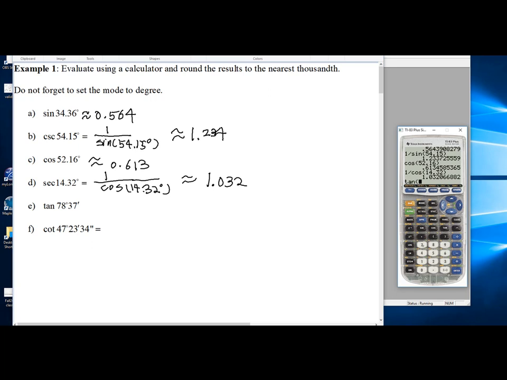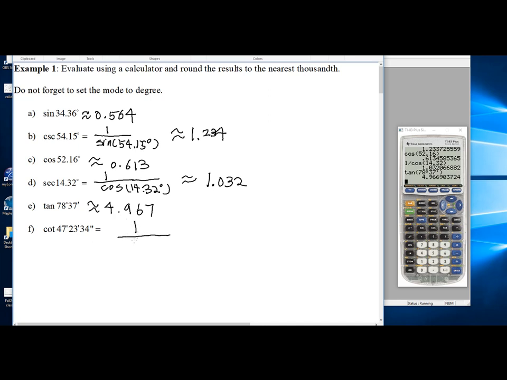And of course the next one is tangent. So tangent 78 degrees 37 minutes. You would press second apps, which is angle, and option 1 is the degree measure, then 37 minutes. Second apps gives you the minute option as option 2, and enter, and it's giving me 4.967 approximately.